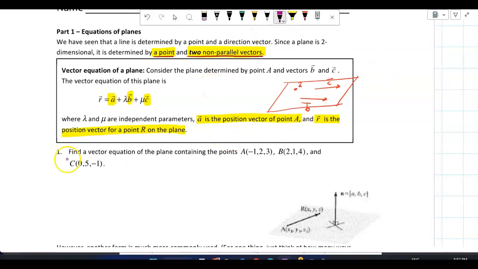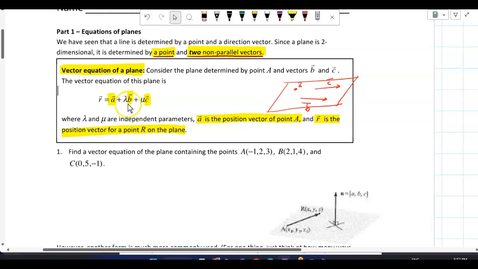Now see, find a vector equation of a plane containing A, B, and C. There are different forms of this: normal form and vector form. This is the vector equation of a plane. Vector equation of a plane is written in this form: R is equal to A plus lambda B plus mu C.